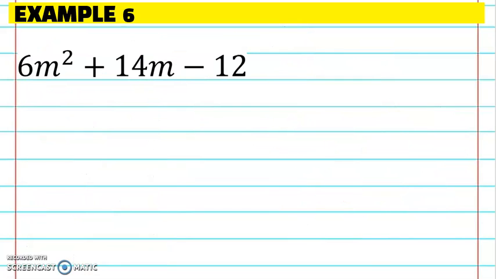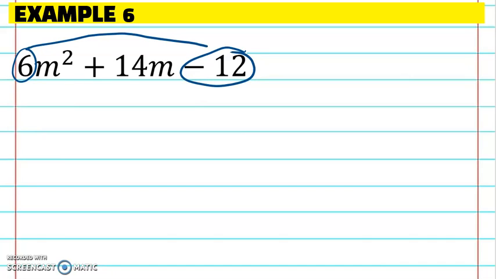One more. 6m squared plus 14m minus 12. First, we do our product sum, so we can split apart the middle. So 6 times negative 12 is negative 72. And then the middle term is our sum, so 14. And again, we have to figure out, okay, what am I multiplying that's going to give me negative 72.